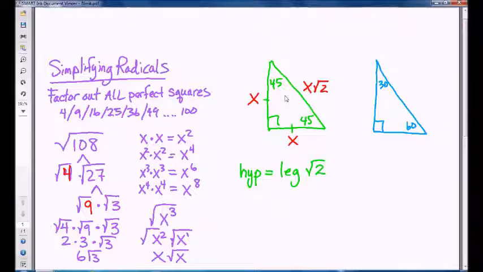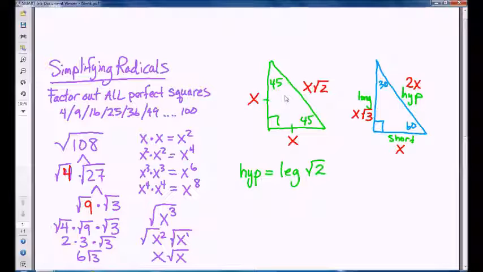On our 30, 60, 90 triangle, we need to label our legs. We need to know where the short leg is, across from the short angle, our 30-degree angle. We need to know where our longer leg is, across from our 60-degree angle. And of course, we need to know where our hypotenuse is. Then we know short is x, hypotenuse is 2x, and long is x root 3.